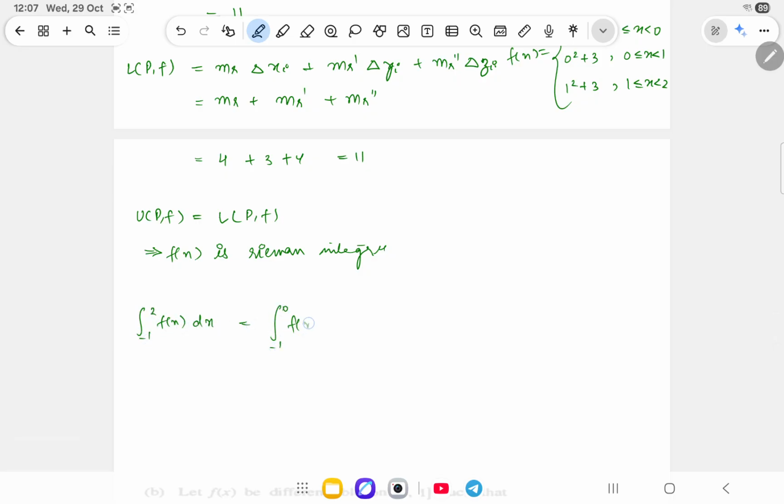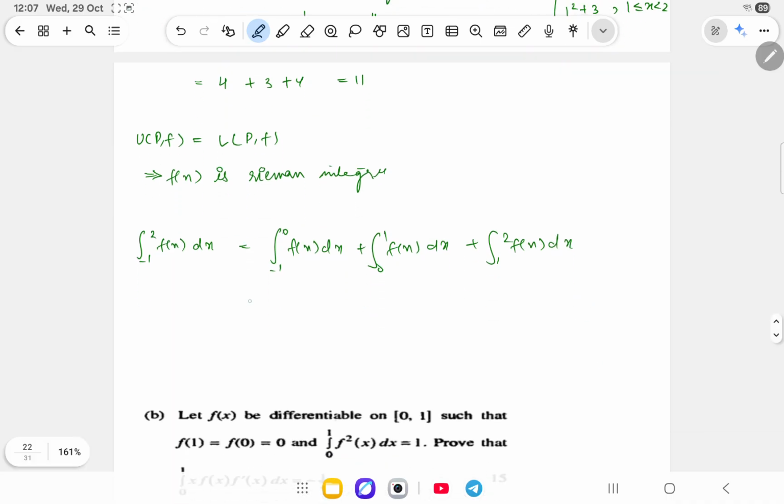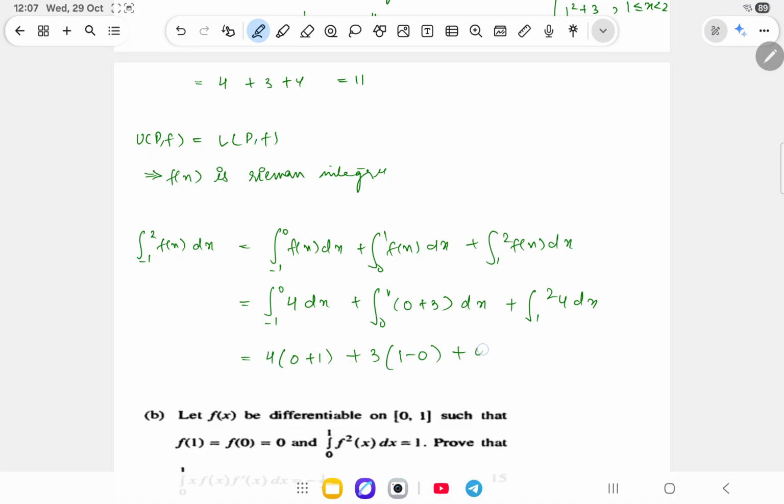Now you can solve the integral from -1 to 2 of f(x) dx like this as well: integral from -1 to 0 of f(x) dx plus 0 to 1 of f(x) dx plus 1 to 2 of f(x) dx. In this case it will be equal to integral from -1 to 0 of 4 dx plus 0 to 1 of 3 dx plus 1 to 2 of 4 dx. So it will be 4 times (0 plus 1) plus 3 times (1 minus 0) plus 4 times (2 minus 1), that is 4 plus 3 plus 4, which is equal to 11. And that's what we got as our upper Riemann sum and lower Riemann sum as well. So this completes this question as well.